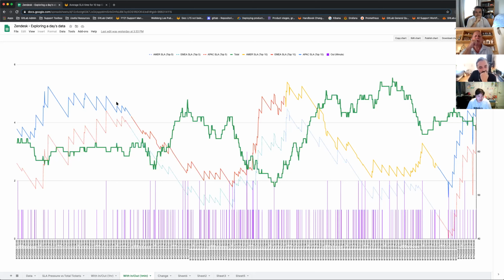If you look at this, we can see that there are quite a number of periods throughout the day where the average SLA for the next 5 tickets to breach dips very low, below 4 hours, all the way to below 2 hours. If you look at the different color lines, this blue line correlates to the APAC hours for customer emergencies. The red line correlates to EMEA hours for customer emergencies, and the yellow line correlates to the AMER hours for customer emergencies.